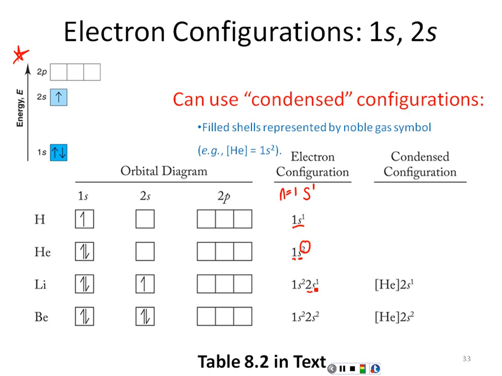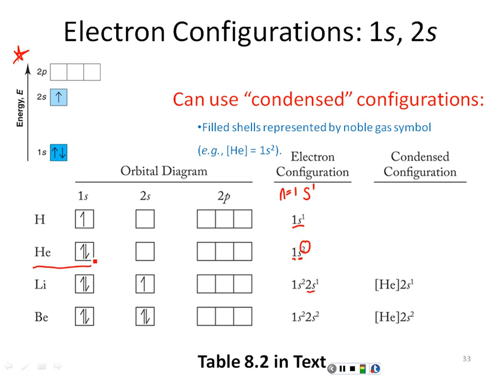Another really helpful way, when you're moving down further rows in the periodic table, is to use what are known as condensed configurations. A filled shell can be represented by the nearest noble gas, or the previous noble gas in the row above the element you're looking at. So for lithium, that previous filled noble gas would be helium.